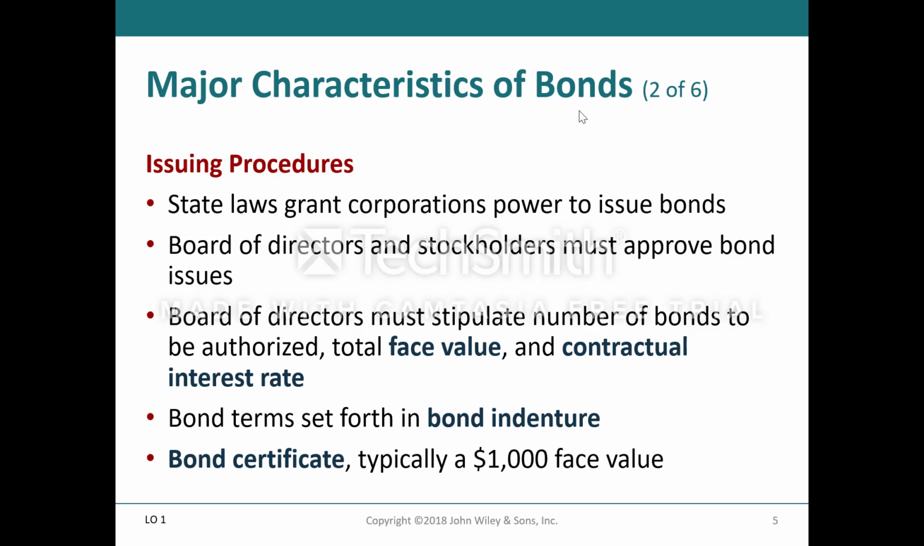So states, corporations normally incorporate in states that are more lenient toward their type of business structure. And so that's why the state laws are saying they grant corporations power to issue the bonds. Normally the state laws are what corporations have to follow.